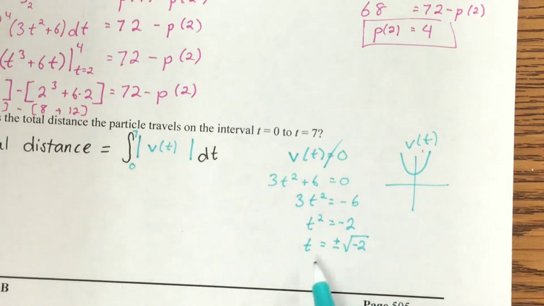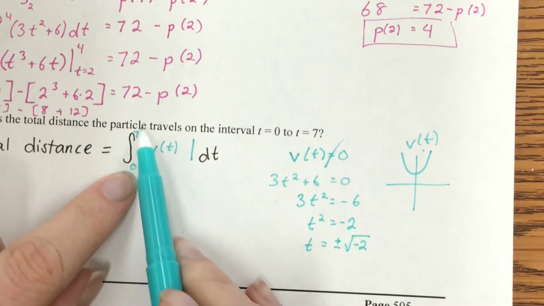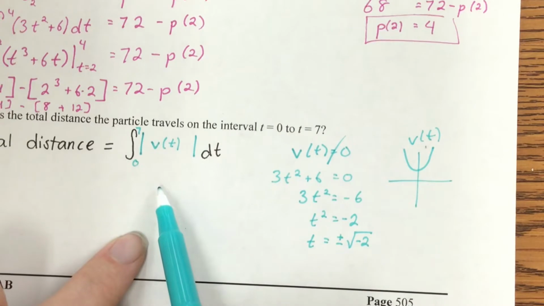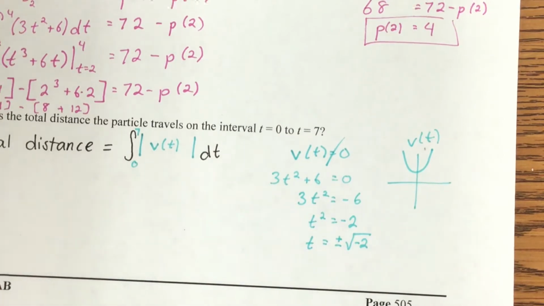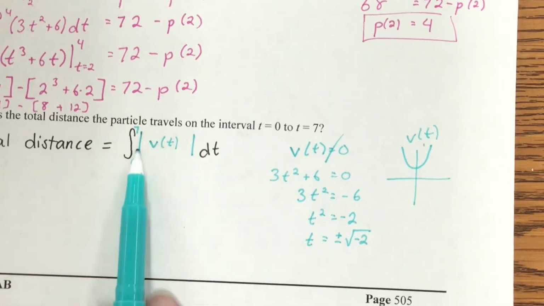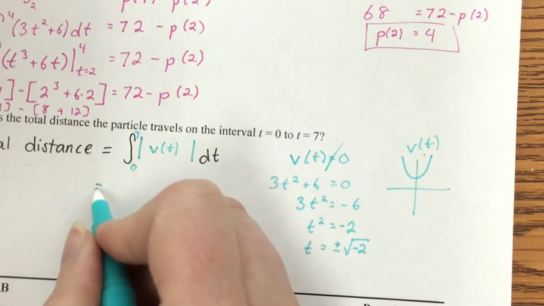Okay. If V of t did equal 0 at some value of t, we would split this up instead of 0 to 7 to be like 0 to 3 and then from 3 to 7. That was one of our properties that we did in a previous section. Because V of t is always positive, the absolute value of V of t is the same thing as just V of t. Let's work this out.